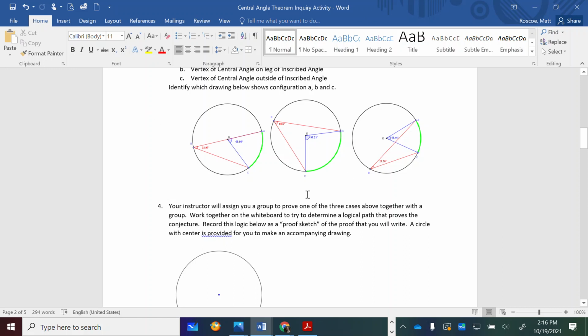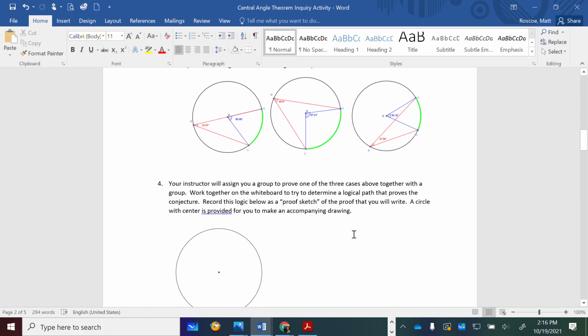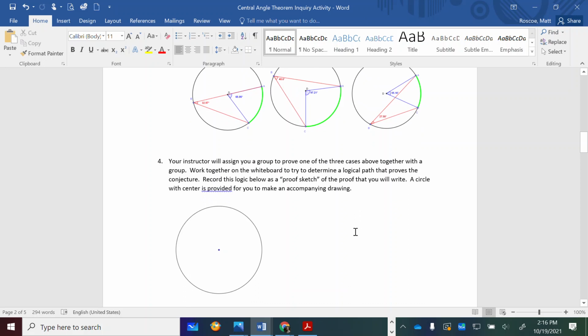So I'm going to assign them to groups to prove one of the three cases above together with their group, and I'm going to ask them to work together on the whiteboard to try to determine a logical path that proves the conjecture. Record this logic below as a proof sketch. So in other words, I'm giving them a spot to give a messy proof, right? A rough draft. And a circle with centers provided for you to make an accompanying drawing.